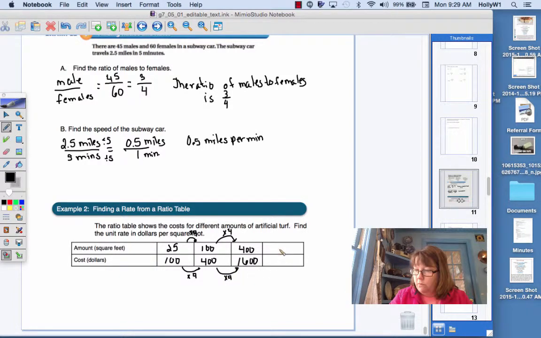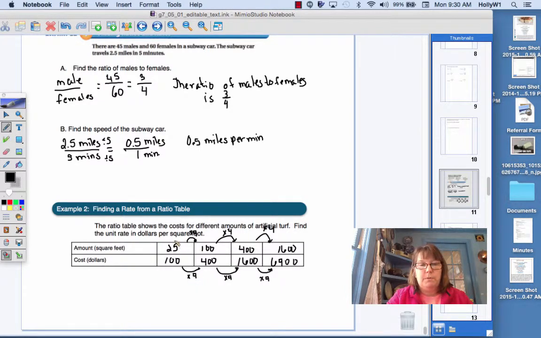And then our final one is 1,600 square feet and $6,400. This is being multiplied by 4. To go from here to here and from here to here, these three numbers don't have to be the same, but the number here and here do have to be the same, and that defines a constant change.